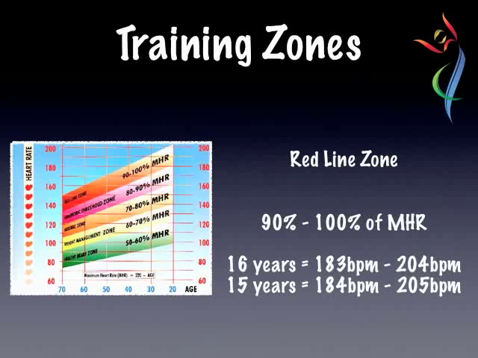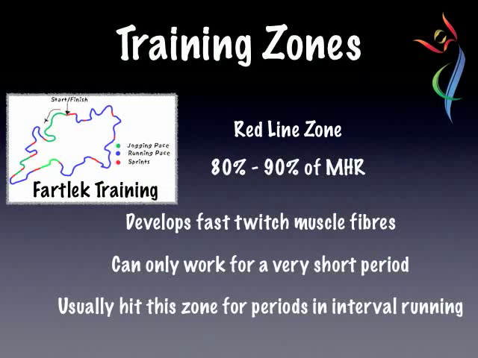The red line zone is when you work at 90 to 100% of your maximum heart rate. Working at the red line zone means that you are developing the fast twitch muscle fibers in your body. You can only work in this zone for a very short period. You usually work and hit this zone during periods in interval or fartlek training.